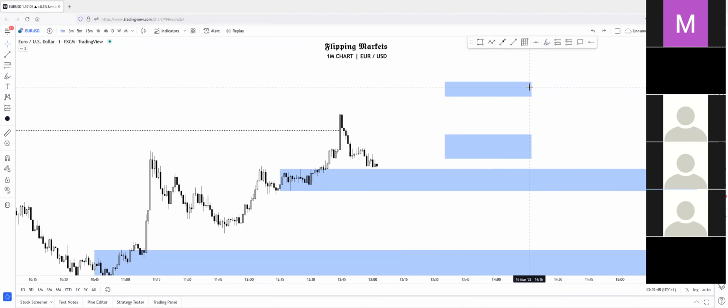Supply zone, sorry, let me just change the color. It's confusing. So supply zone, price is coming down, mitigates the demand zone, change of character, demand fully in control. You can trade up to this supply zone.